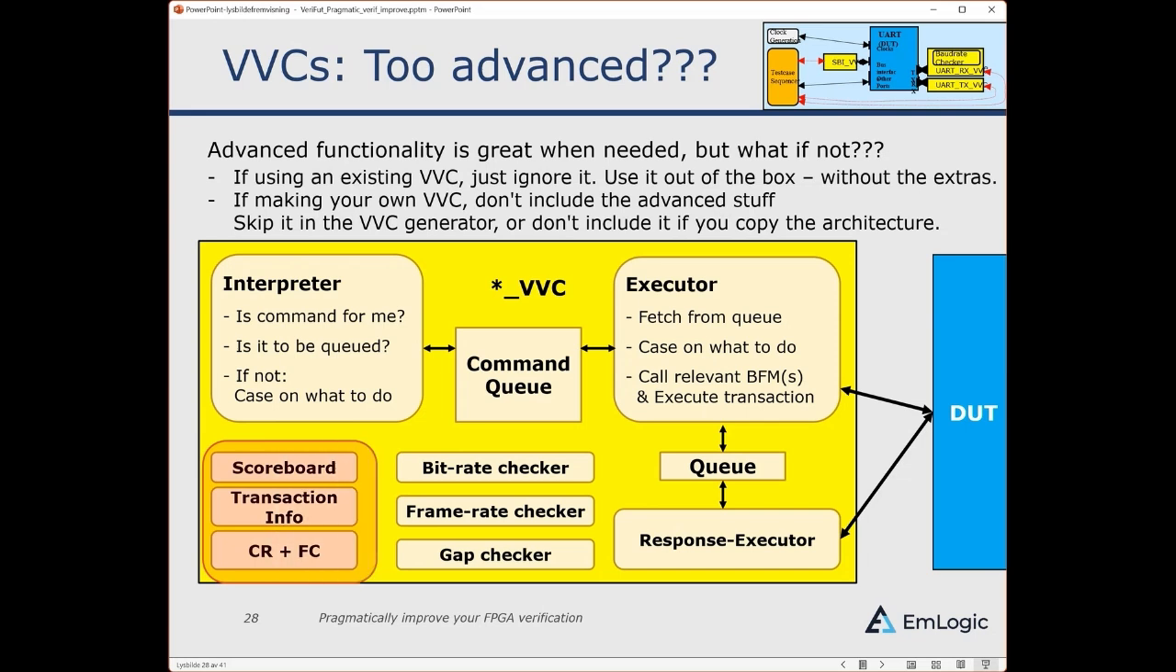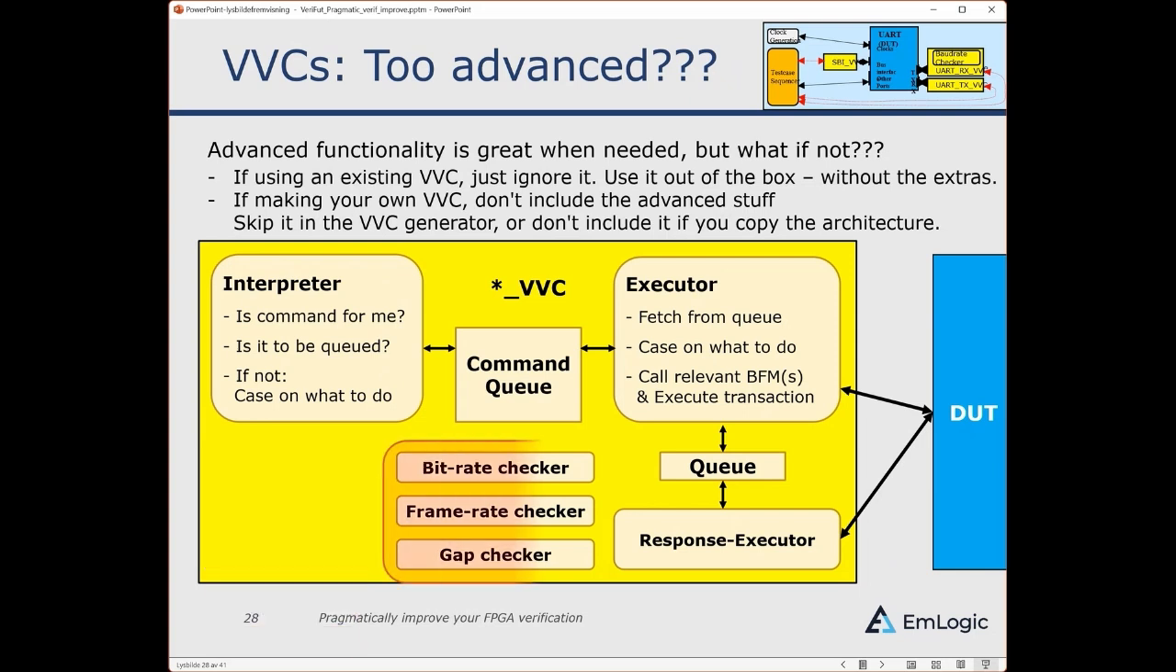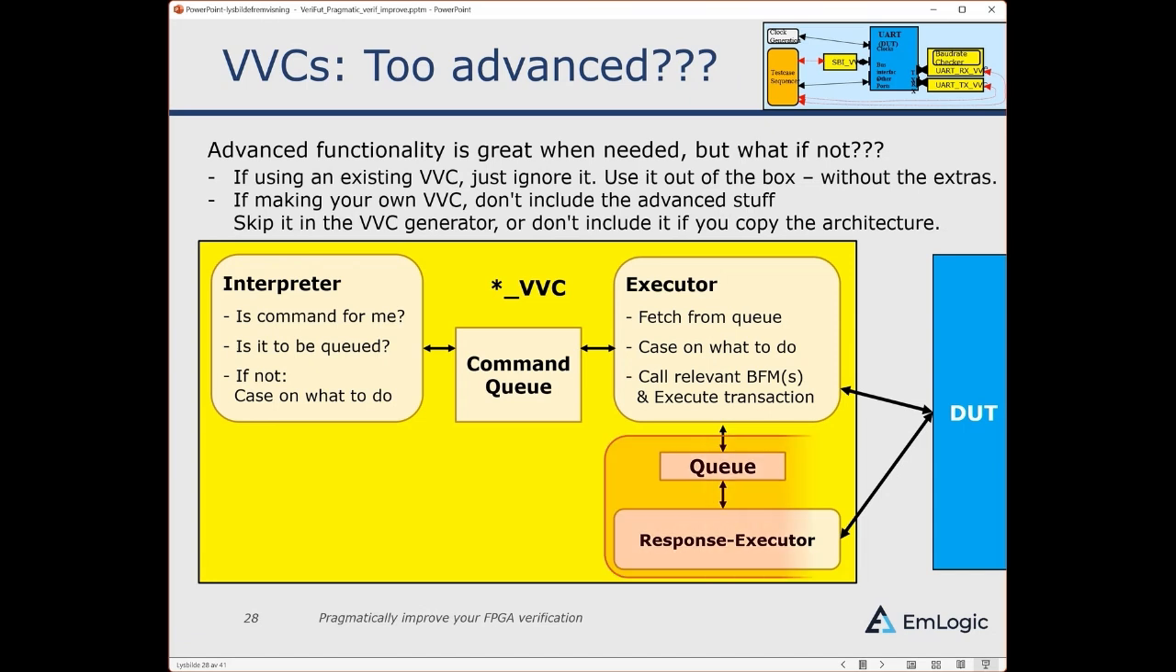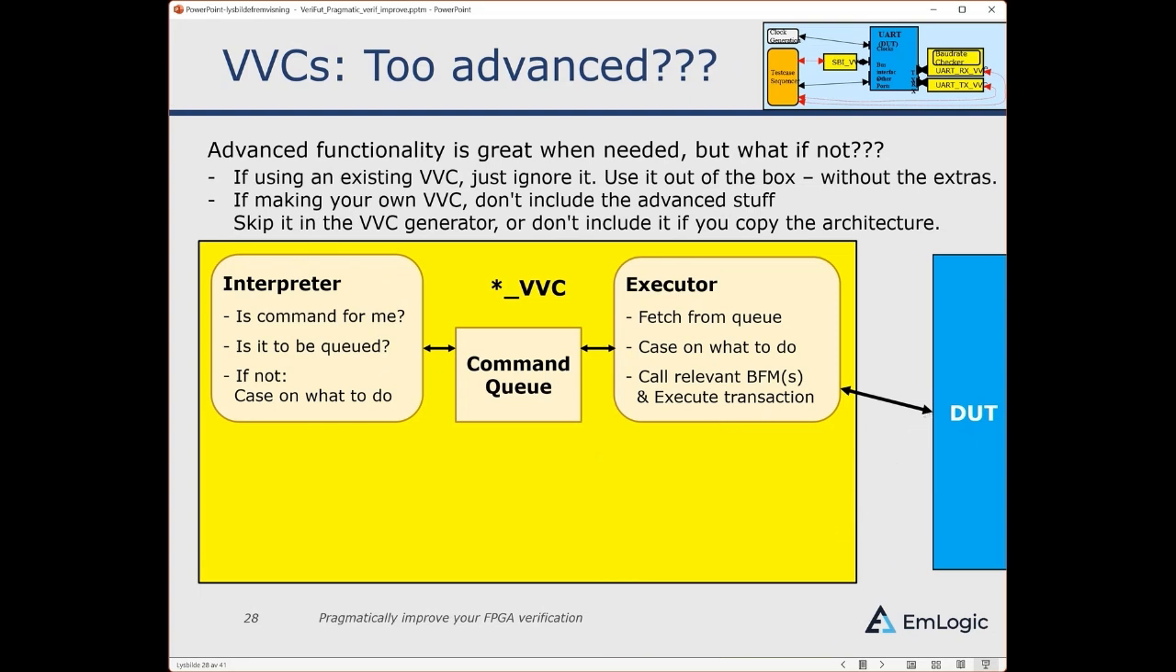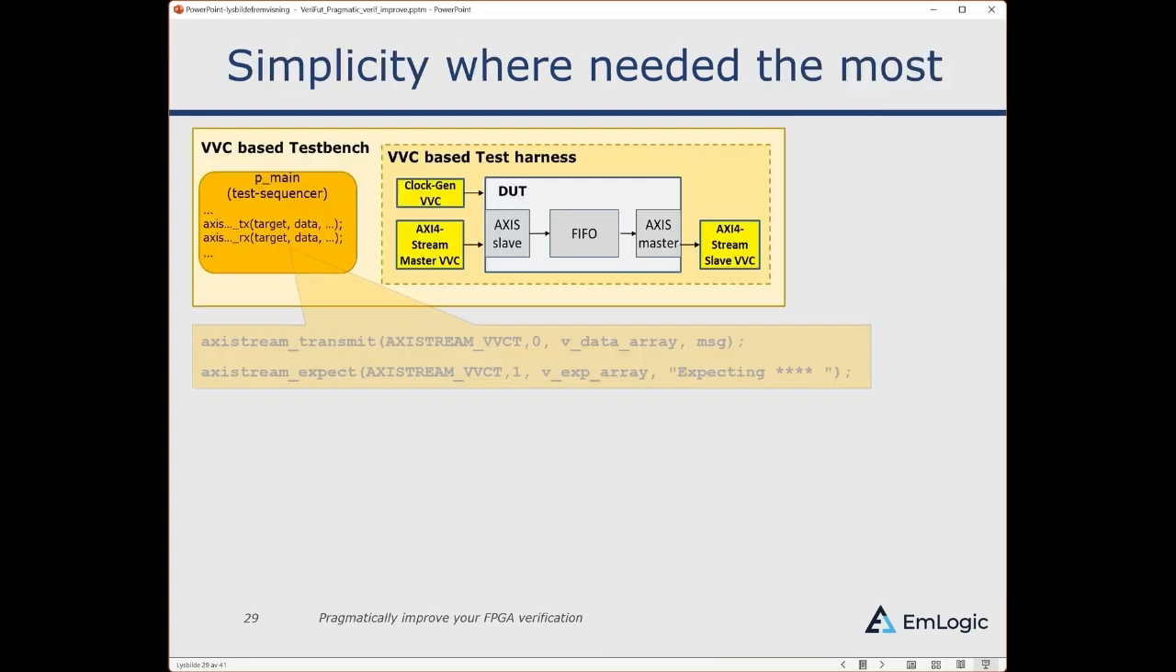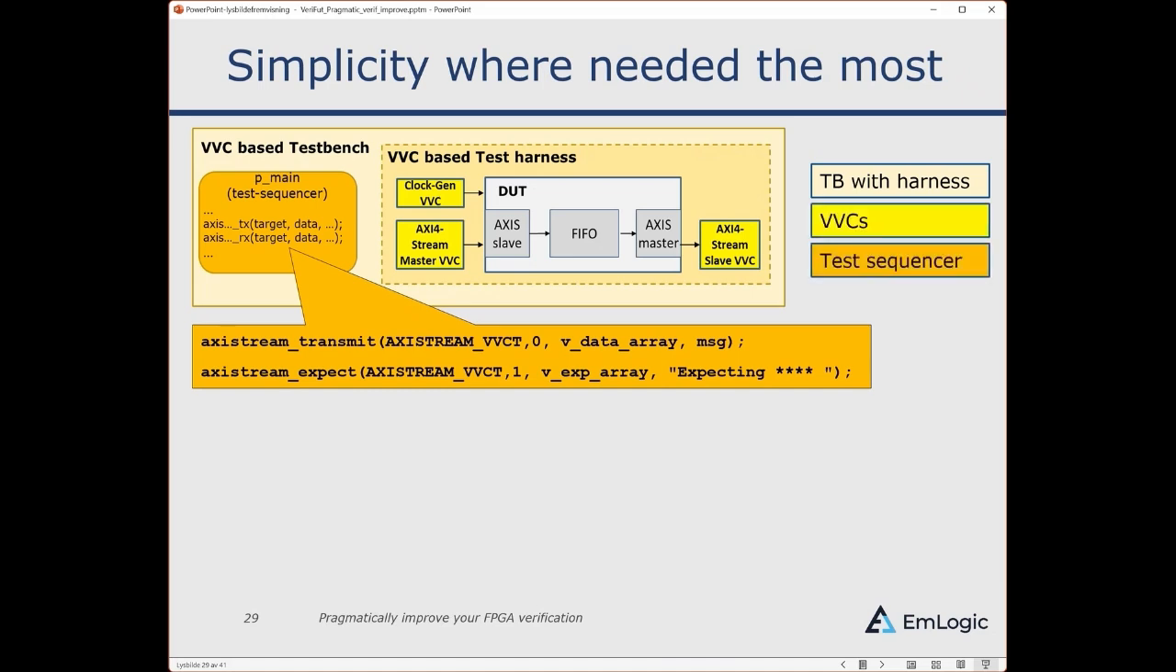And of course, if you don't want scoreboard transaction info, constrained random, or functional coverage, remove it. If you don't want these checkers, remove them. If you don't have the issue with split transactions, of course, you don't need this either. And then you're back to the really simple architecture. So we need simplicity where it's needed the most. The complete test bench cannot be simple everywhere if you have a complex device under test. So we have to make sure that we have simplicity where we need it the most.